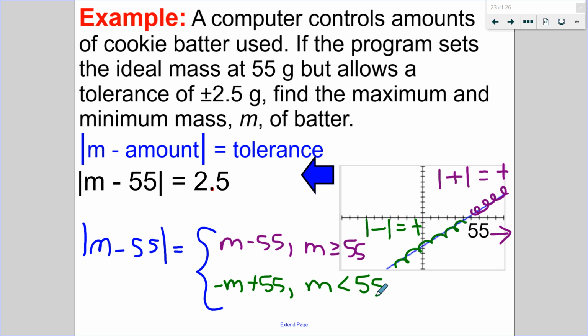So now that I have my piecewise function, let's look for implied restrictions. On the left-hand side, the absolute value output is always positive. On the right-hand side, it's a constant value of 2.5, so it is always positive. So there are no implied restrictions. So now I can solve each one in the subdomain.